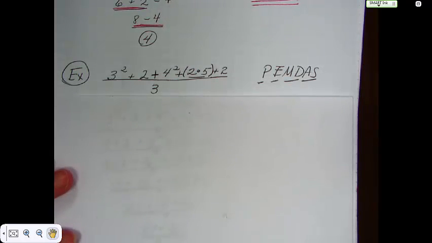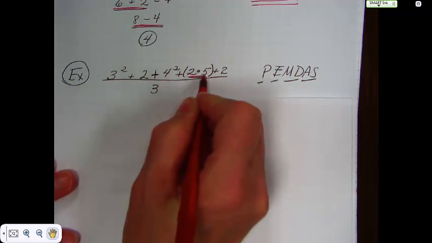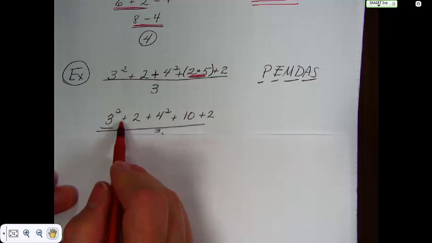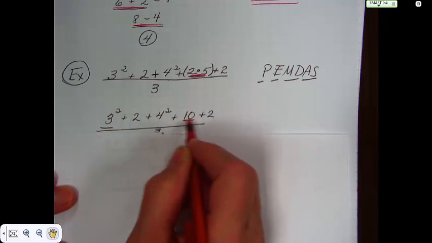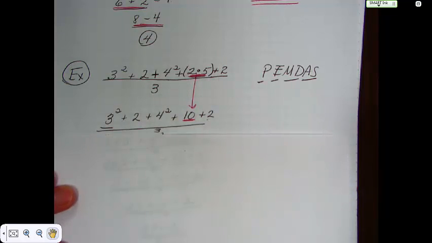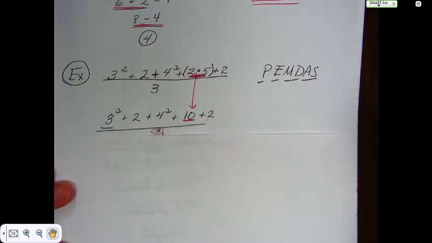Okay, let's do this one. It looks really complicated. It's not. Do we have parentheses? Yes. So that's actually going to be the first thing we're going to do right there. So we end up with 3 squared plus 2 plus 4 squared plus 10, that was your parentheses from up here, plus 2, all over 3. Notice my 3 is kind of little. I didn't leave very much room for it.